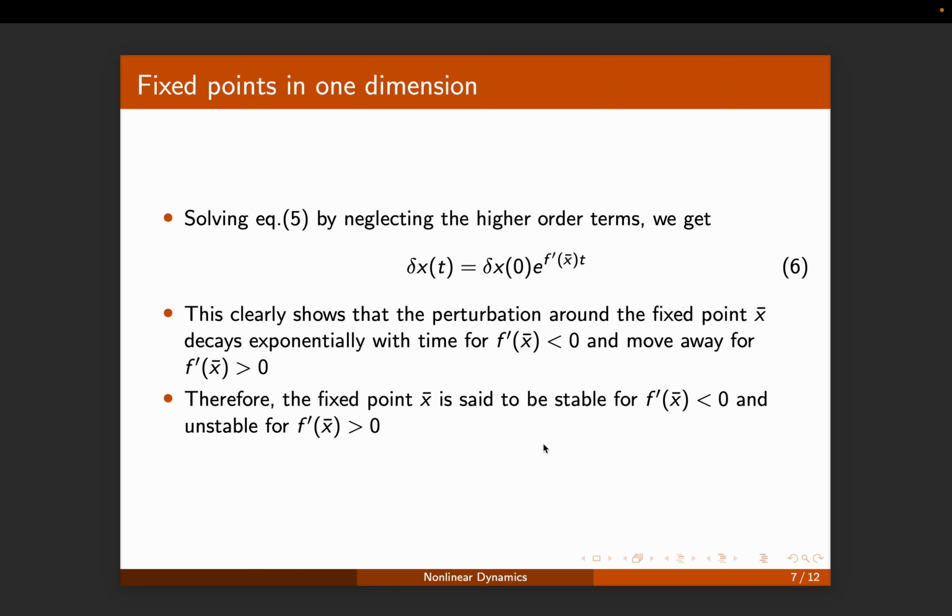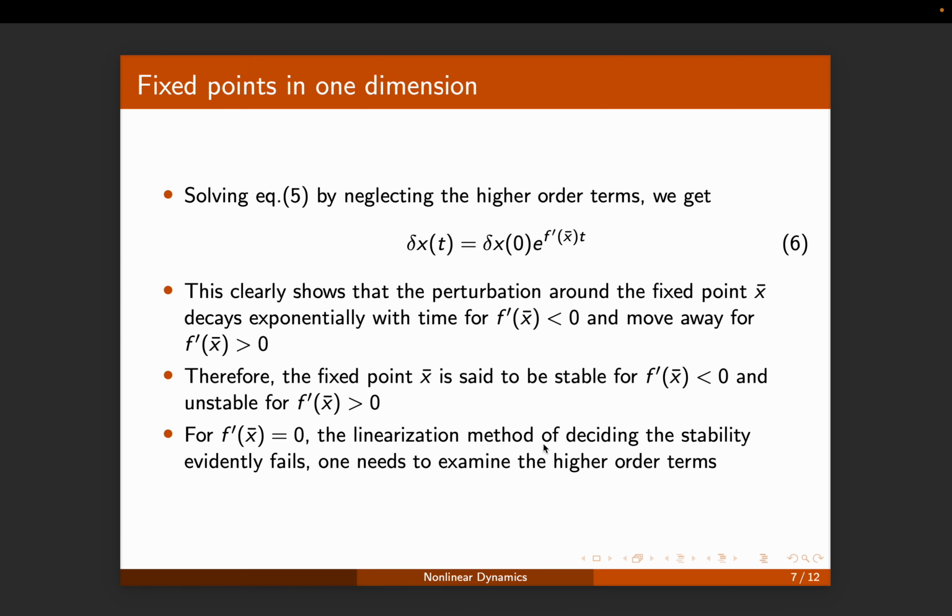Therefore, the fixed point x bar is said to be stable for df by dx at x equal to x bar less than 0, and unstable for df by dx at x equal to x bar greater than 0.